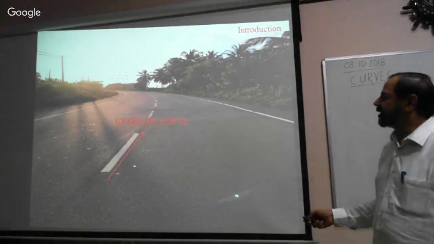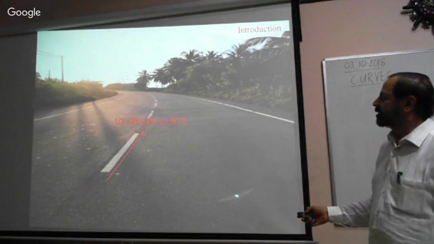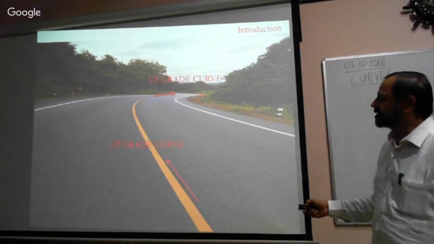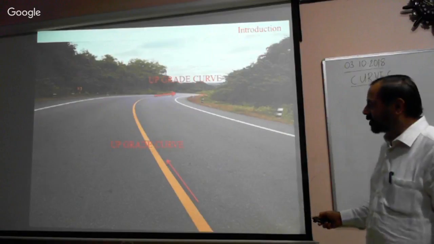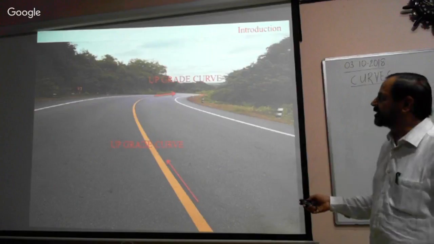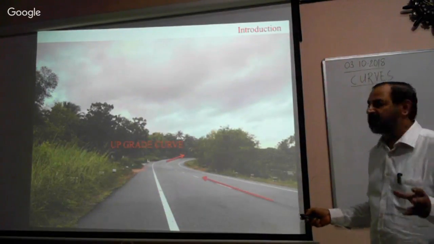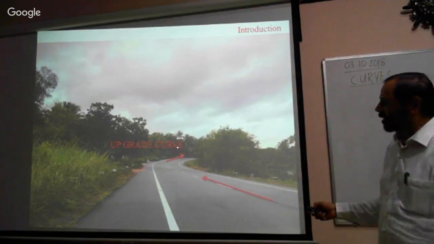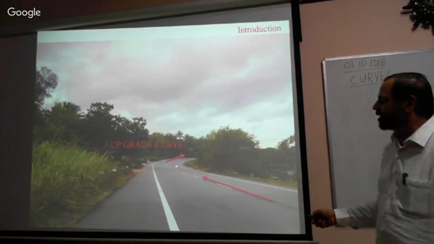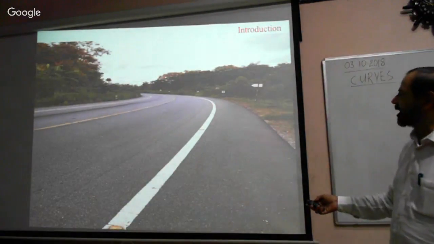And this is another one, an upgrade curve. It is upgrade, isn't it? Upgrade, that is a vertical curve. We have already discussed this more in the previous class. Now, this is one upgrade followed by another upgrade. These are the different types. Just to know the type of curve, I am giving the features. Now, this is another upgrade curve, and this is the left-hand curve.